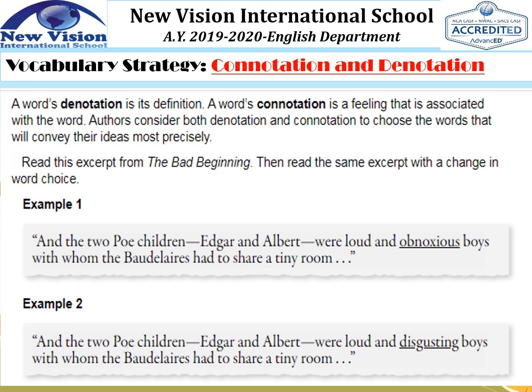Got it? For example, number 1. And the two Poe children, Edgar and Albert, were loud and obnoxious boys with whom the Baudelaires had to share a tiny room. For example, number 2. And the two Poe children, Edgar and Albert, were loud and disgusting boys with whom the Baudelaires had to share a tiny room.